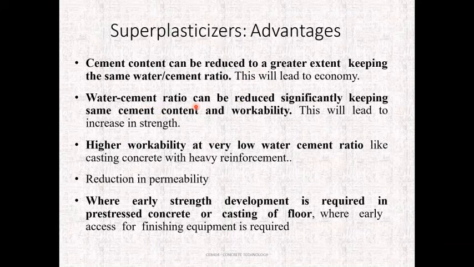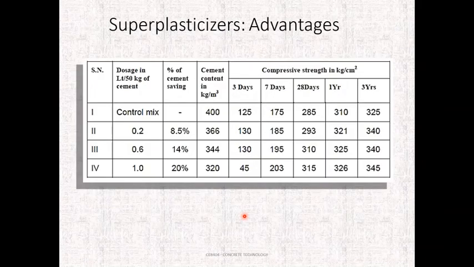The water cement ratio can be significantly reduced without changing the workability. This also leads to an increase in strength. It will cause a reduction in permeability, so the durability of the concrete is also improved. Another one is that the early strength development of concrete using superplasticizer is high, hence it can be used in pre-stressed concrete or casting of floors or precast materials.